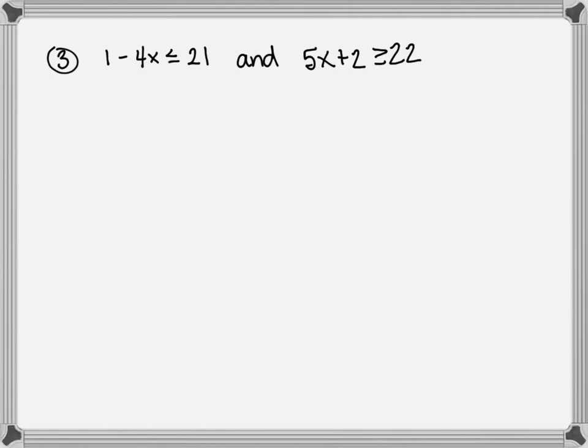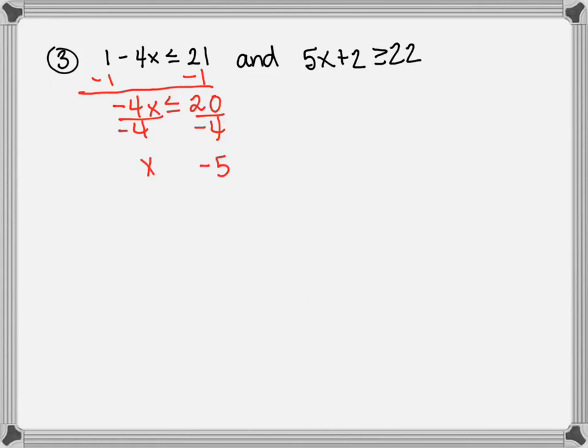Example 3. So here we have an and inequality. We have 1 minus 4x is less than or equal to 21, and 5x plus 2 is greater than or equal to 22. Again, we will solve each inequality separately. So I'll subtract 1 from both sides. Negative 4x is less than or equal to 20. I'll divide both sides by negative 4. I get x, negative 5.